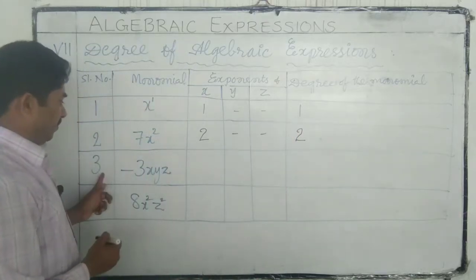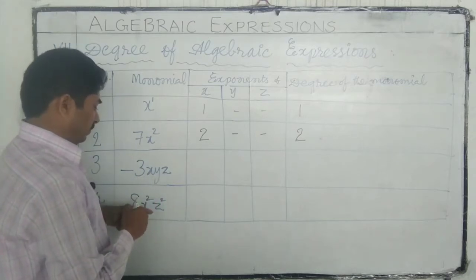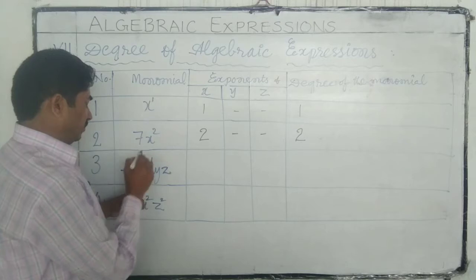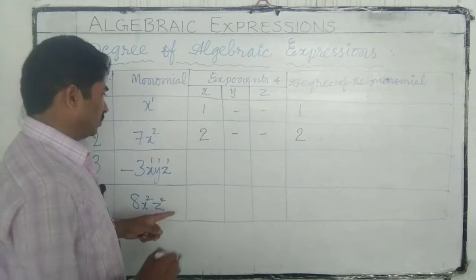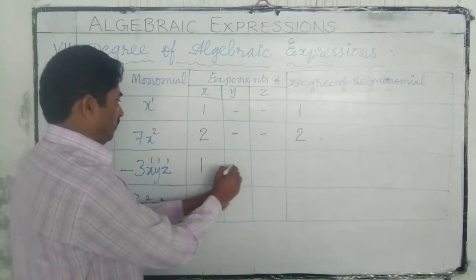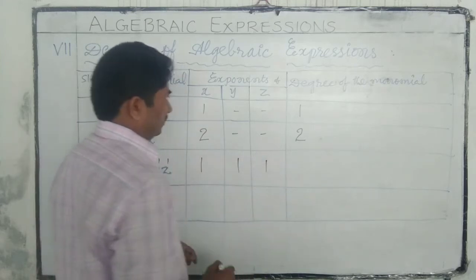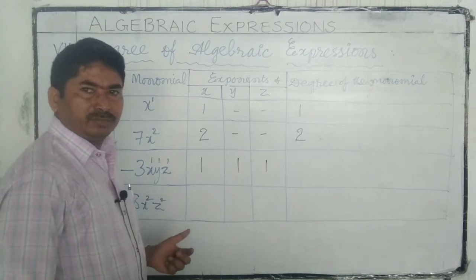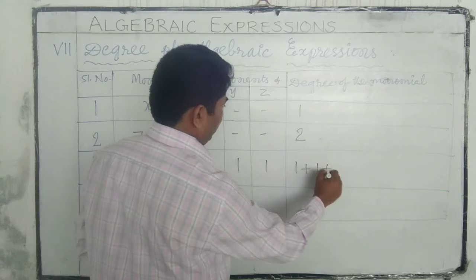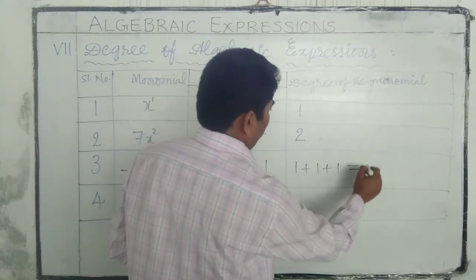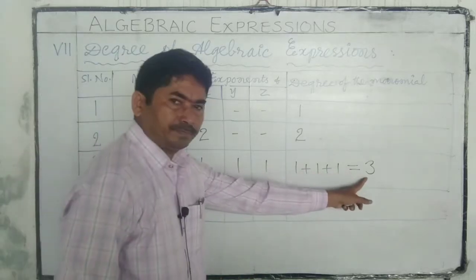Next, third one, minus 3xyz. Here we have three variables. The exponent of x is 1, exponent of y is 1, exponent of z is 1. So sum of these exponents is called degree of the monomial. That's why 1 plus 1 plus 1 is equal to 3. So the degree of this monomial is 3.